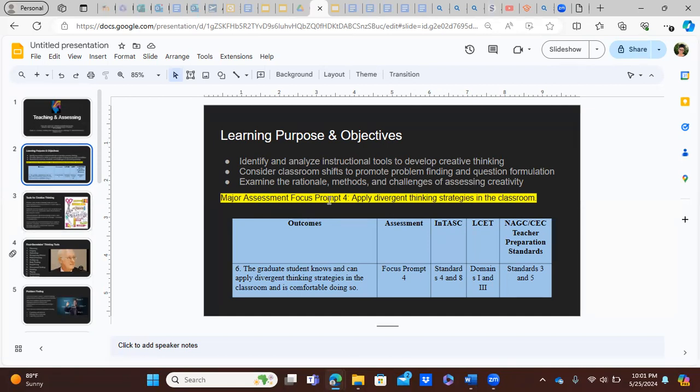So the major assessment focus prompt for this lesson is apply divergent thinking strategies in the classroom. And so this is the one that your discussion board is going to focus on. And it also is the one that you're going to see revisited in your creativity project, which is the major assessment for this course.